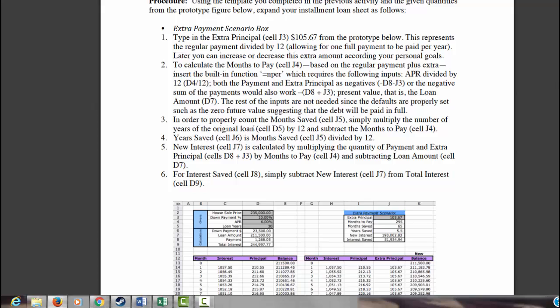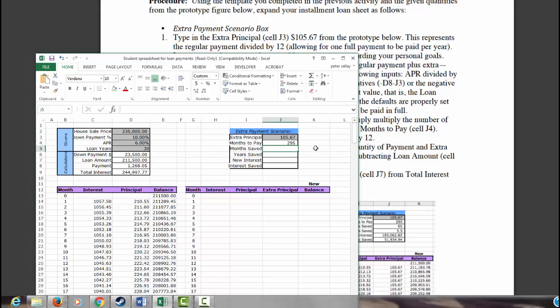I'm sorry, in order to count the months saved, simply count the number of years of the original loan by 12 and subtract the months. Okay. So we're going to come back over here, and it's a 30-year loan times 12, and we're going to subtract off the actual number of payments it took, and so that tells me I'm saving 65 months by adding that extra $105. And years saved, so that would be 65, so that number divided by 12 tells me how many years that I will actually physically save by doing that.